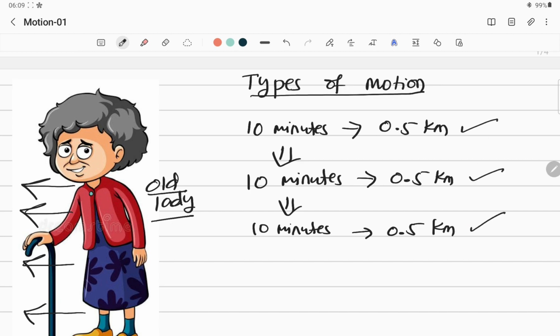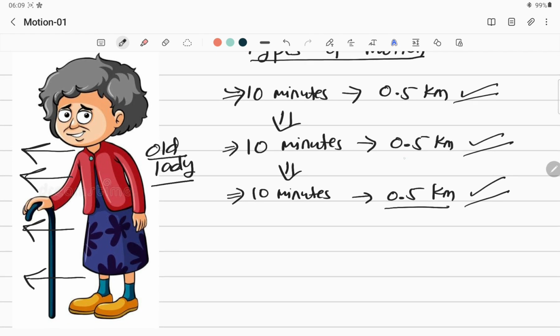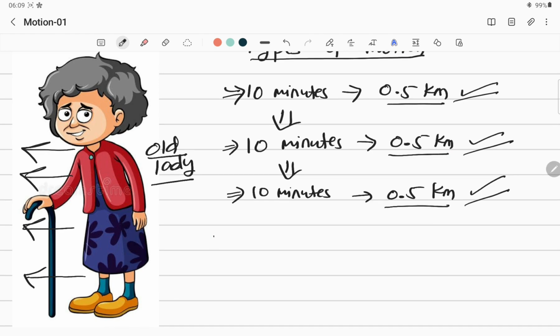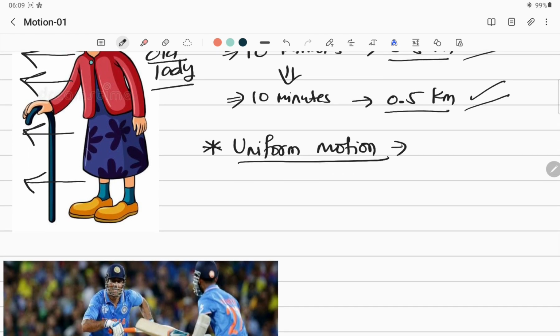So in every 10 minutes, how much distance is she traveling? She is traveling a distance of 0.5, 0.5, 0.5 kilometer. Whenever you give her 10 minutes, she will travel 0.5 kilometer. This is a classic example. So this kind of motion is called what? A uniform motion. Try to understand uniform. Uniformly she is traveling, for the time intervals you have taken.